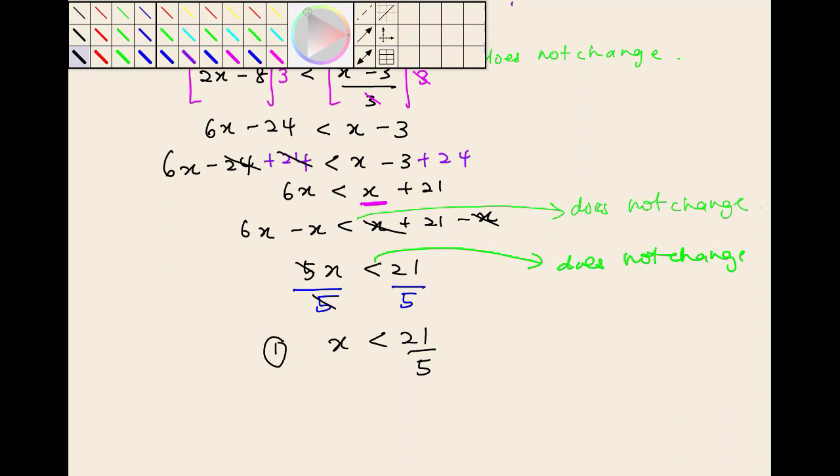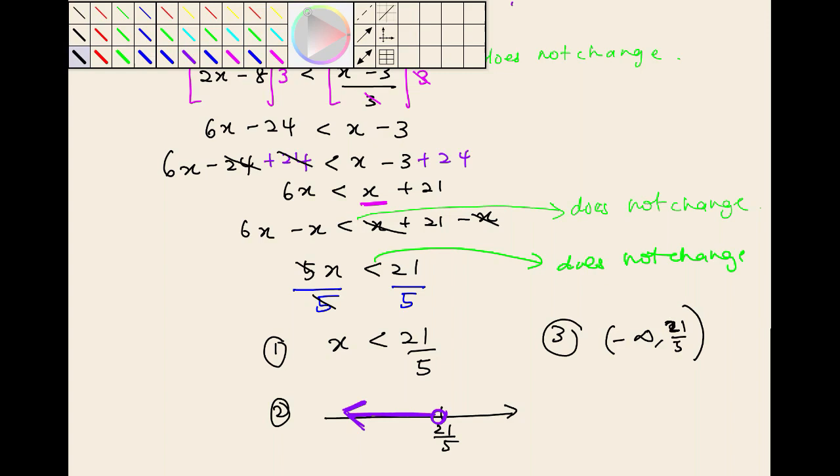So if the question asks you to draw a line graph, you draw a line graph. Okay, so this is your x. So x is less than 21 over 5. So that means it doesn't include it, so you can just do a circle there. And it's heading to negative infinity, so you can just draw an arrow. And another way of writing is by doing an interval. So that means negative infinity until 21 over 5. And it's a normal bracket because it doesn't include 21 divided by 5.